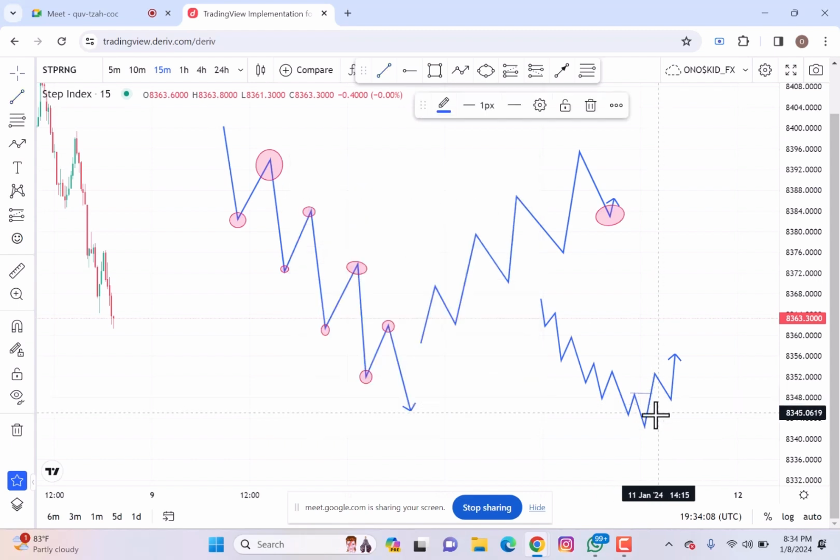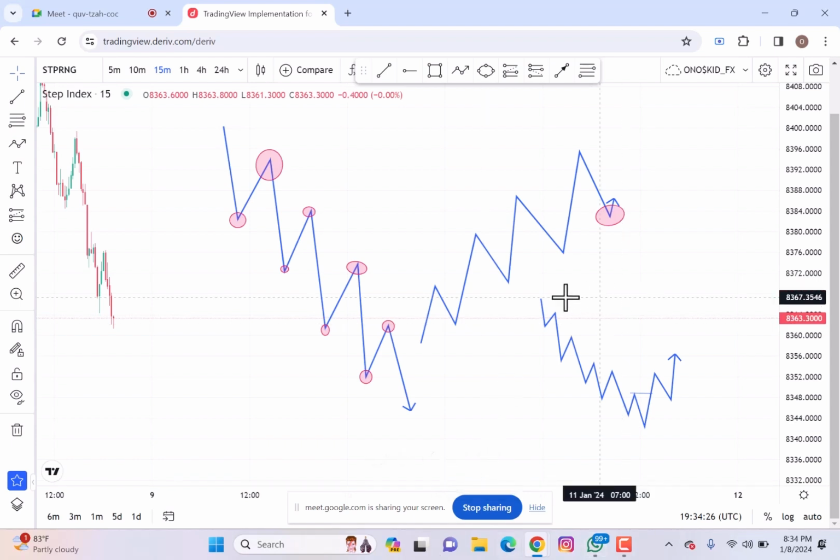Another important thing I want to note is that before you can consider a change of character, you have to properly identify which phase the market is actually in. For instance, in this scenario, the market was selling on this particular time frame because we are assuming that this is the lower time frame. Now, when the market is selling, it is creating what? Lower lows and lower highs.